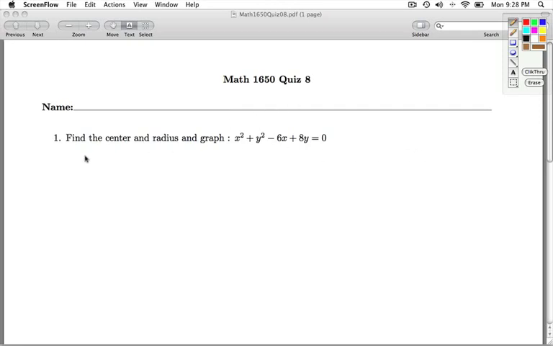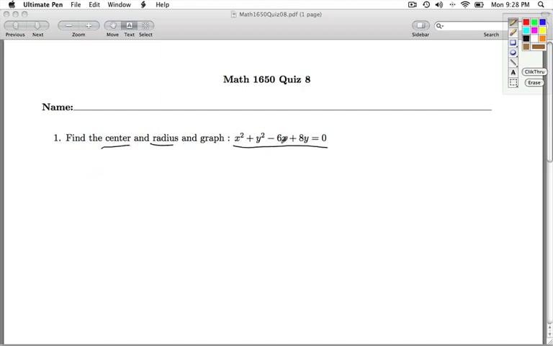Hi folks, this is College Algebra Quiz 8. We're asked to find the center and radius and graph this equation. There's a good chance this equation is a circle because we have both variables squared, they're being added together, and they have the same coefficients. Another good bet that it's a circle is because I'm asked to find the center and radius of it.